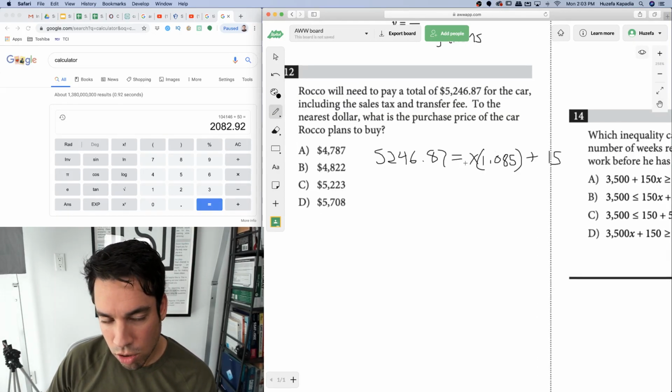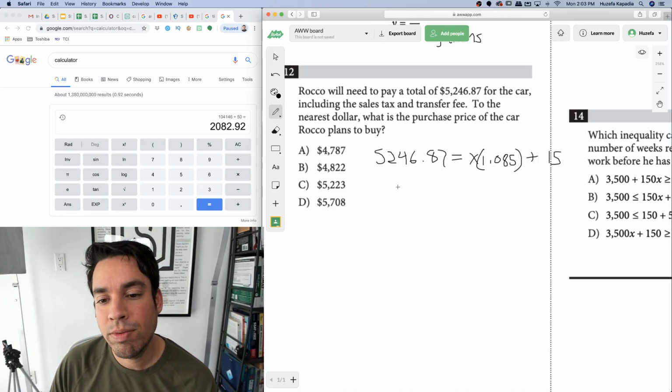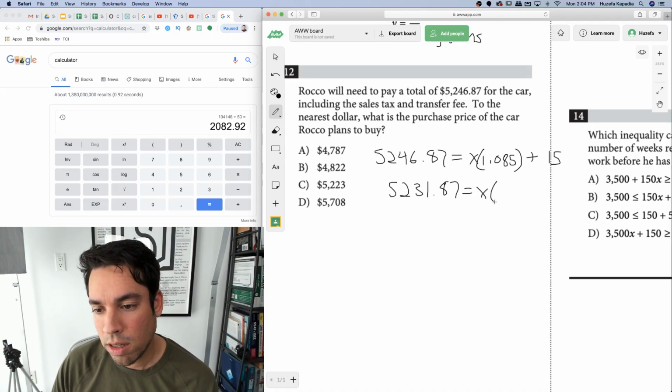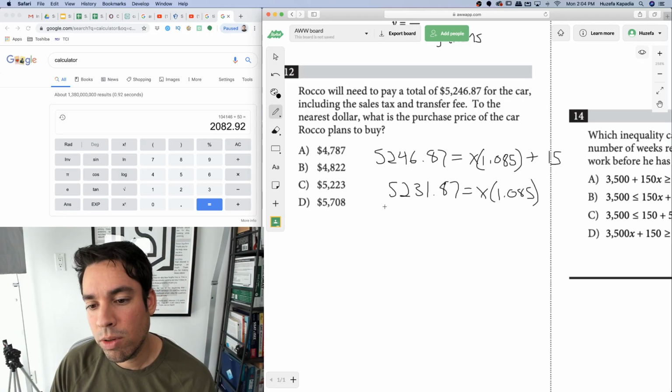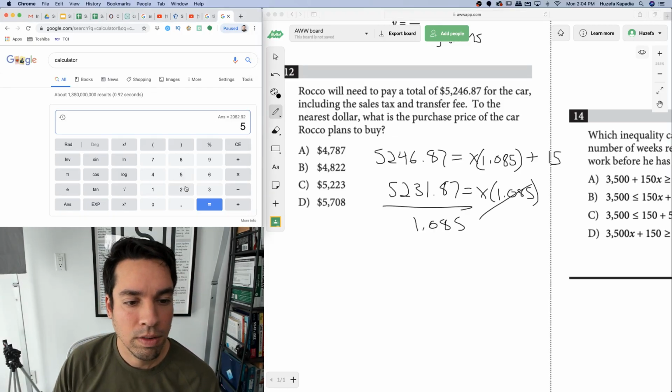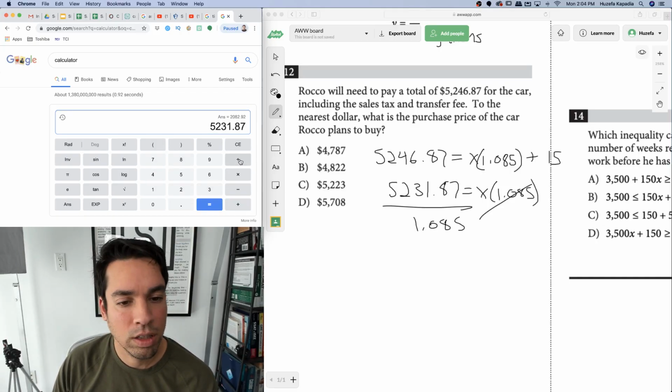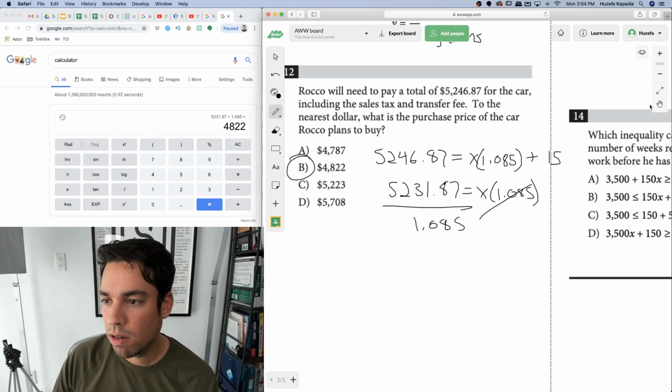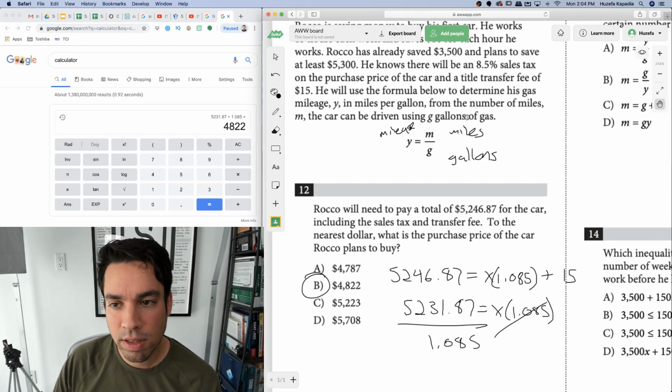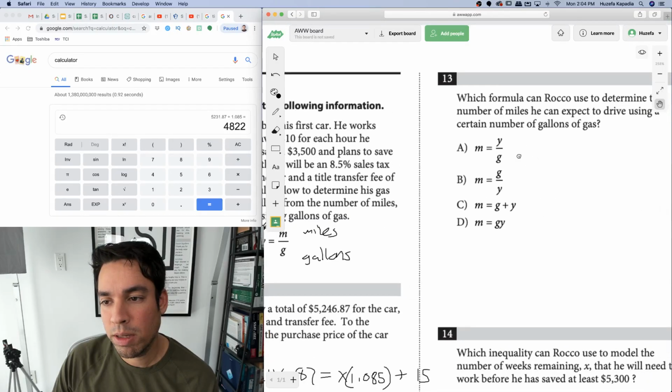Now we got an equation. Now we can solve for X, the cost of the car. So I'm going to subtract 15 first. Then I got 5,231.87 equals X times 1.085. Then we divide both sides by 1.085. Checking the numbers. 4822. Boom, done. We barely used any of this information. Like, we just used it a little bit. So now let's see the next one.